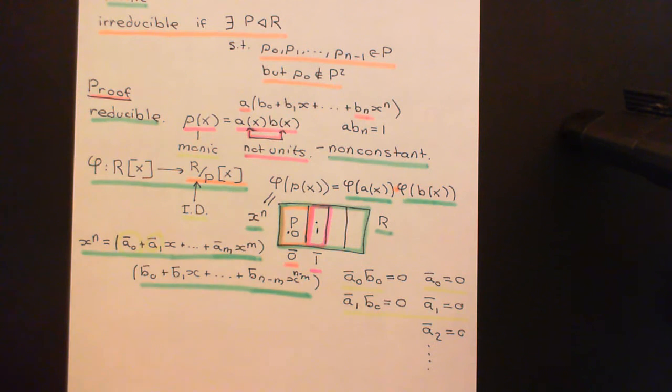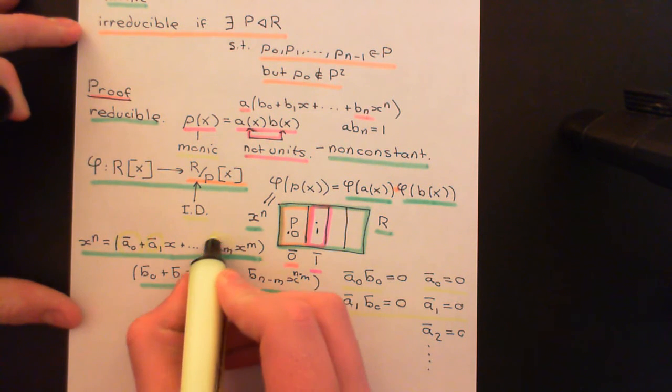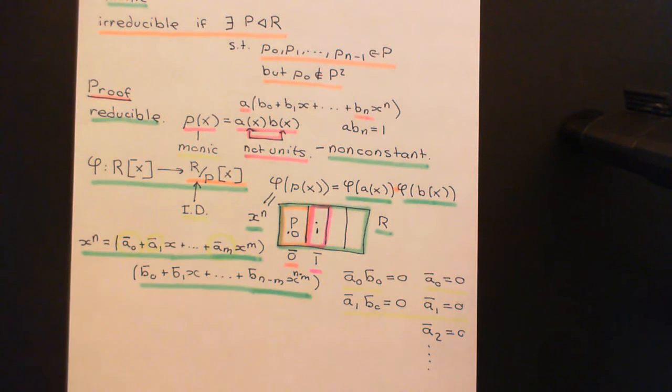But then eventually you'll get up to this highest leading coefficient of the polynomial phi of a of x, and we do not want that coefficient to equal 0. am bar is not equal to 0 because that has to multiply with bn minus m bar to give 1. So these two multiply together to give 1. That means this is not equal to 0.